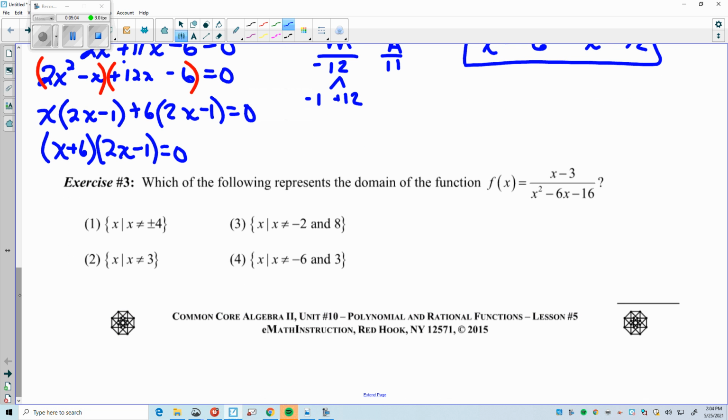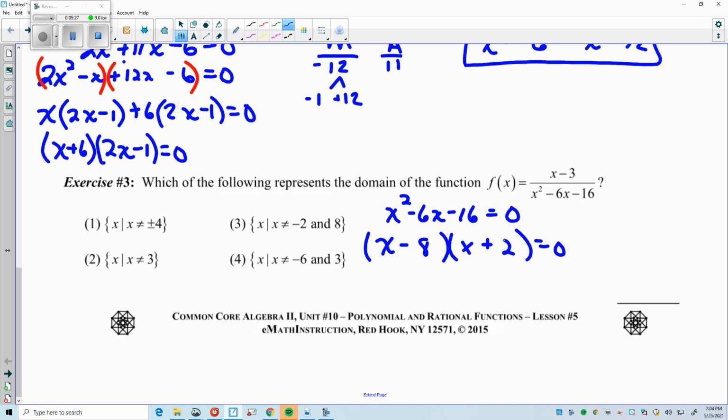Similar idea, it's just asking what is the domain. Okay, so same thing, what's the domain? I'm going to have to solve, and I need to find where my restrictions are in the denominator. Okay, so we're going to have to factor this. So something that's going to multiply to be negative 16 and add to be negative 6, and we're looking here at how about negative 8 and positive 2.